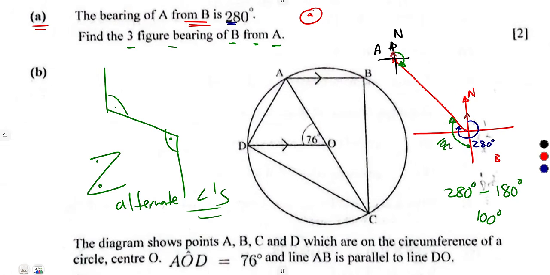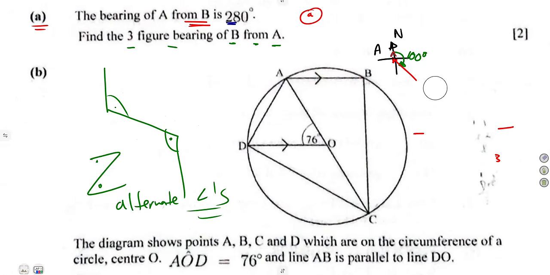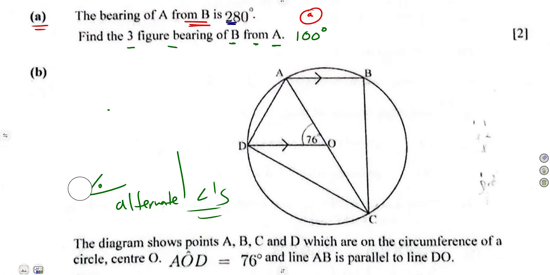So minus 180 gives us 100 degrees. So this angle is 100 degrees, which is the same as this one, 100 degrees. Those are alternate angles which form a Z. So it's just a straight Z that is being formulated. So that was it on this part. The answer there is simply 100 degrees, the three-figure bearing. Let us move on to part B of our question 3.